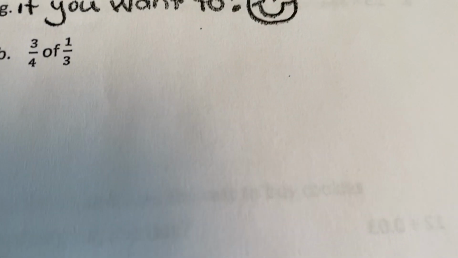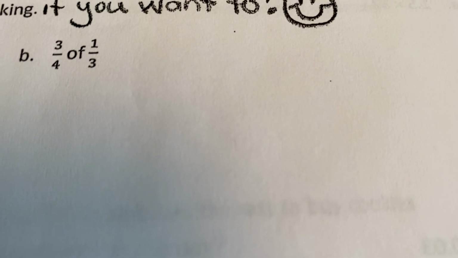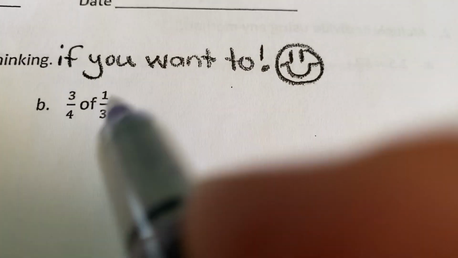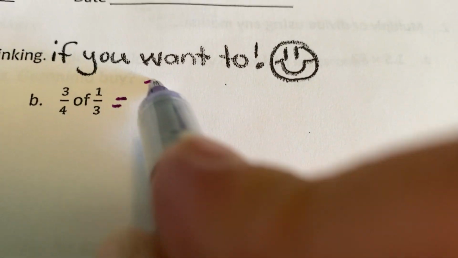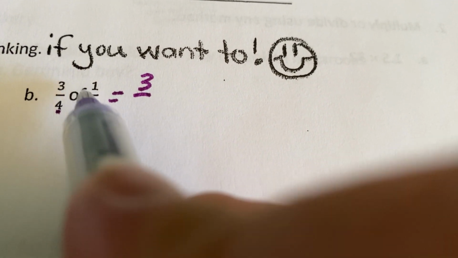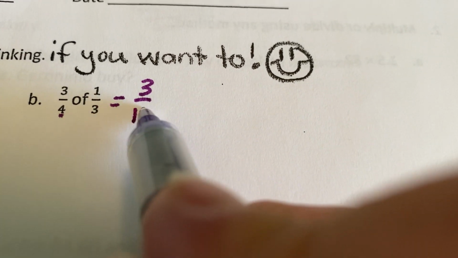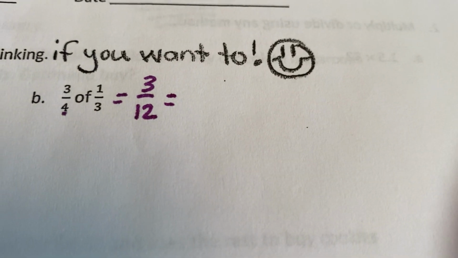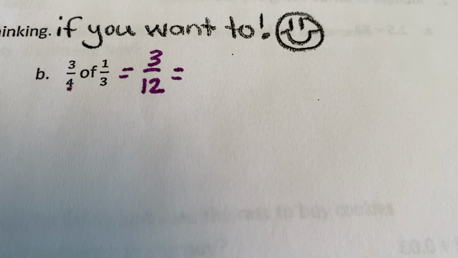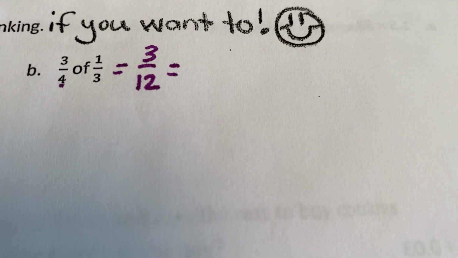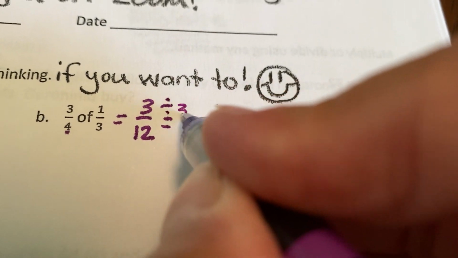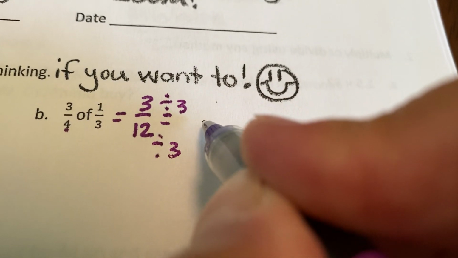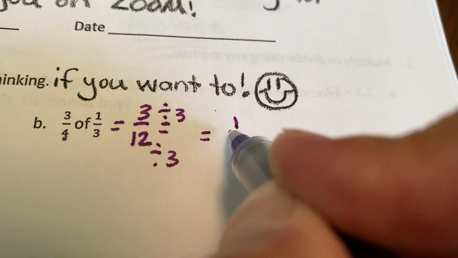So for this one right here, we're just going to use the rules. All right, so we have 3/4 of 1/3, and we know in math the word "of" means times. So we're just going to do the same thing. We're going to multiply the numerators. 3 times 1 equals 3, and 4 times 3 equals 12. We then look at that problem and we see, can it be simplified? And yes, there is a number that can be divided into both 3 and 12, and that is 3. So we could do 3 divided by 3 and 12 divided by 3. And our final answer is 1/4.